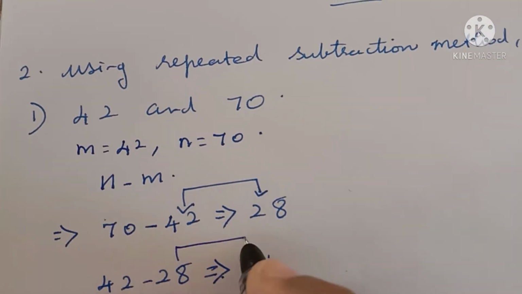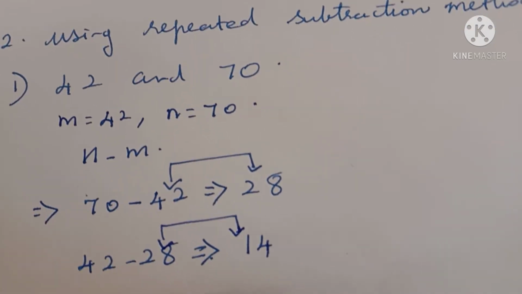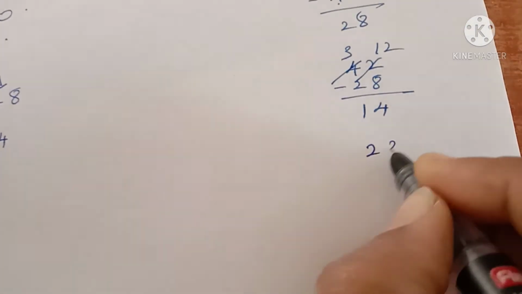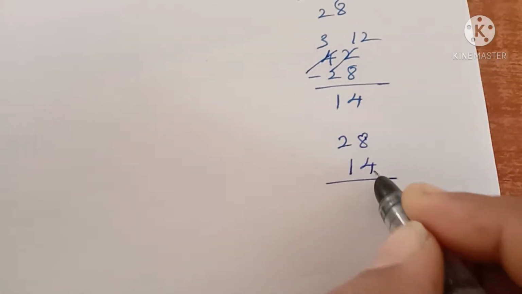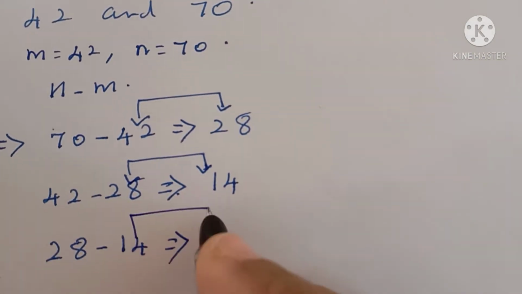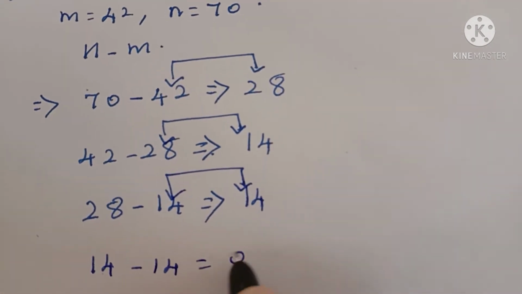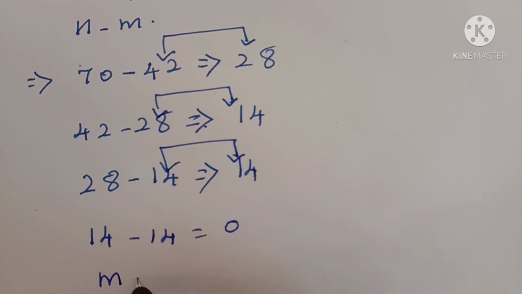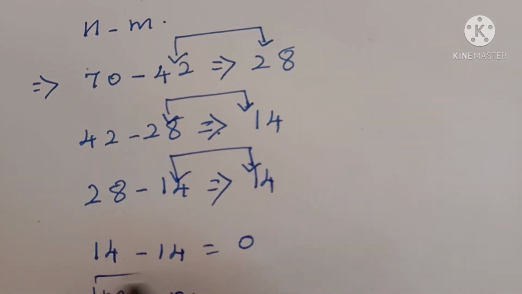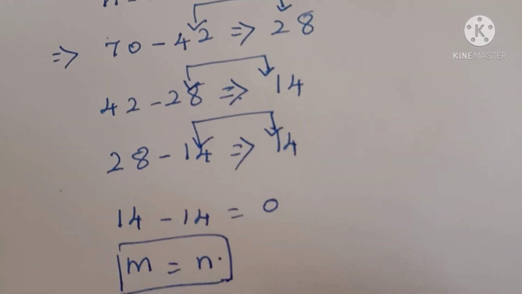Then take the next number: 28 minus 14. 8 minus 4 is 4. 2 minus 1 is 1. Now, 14 minus 14 is equal to 0. That is, m is equal to n. So your HCF is 14.